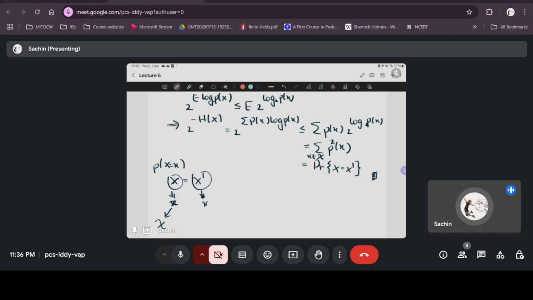P of X is equal to x, and since they are independent, that is equal to P of X is equal to x and X dash is equal to x. Since they are independent, that is equal to P of X is equal to x into P of X dash is equal to x. But since they are identically distributed, this is nothing but P of X is equal to x and P of X is equal to x. So it is P square of X is equal to x.